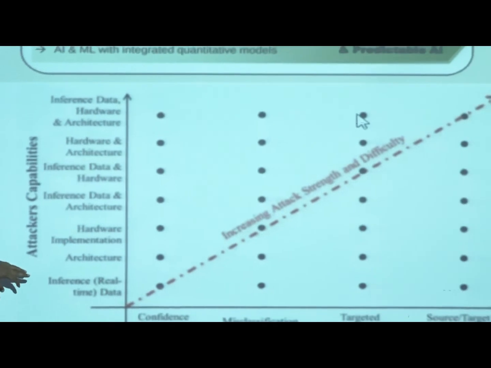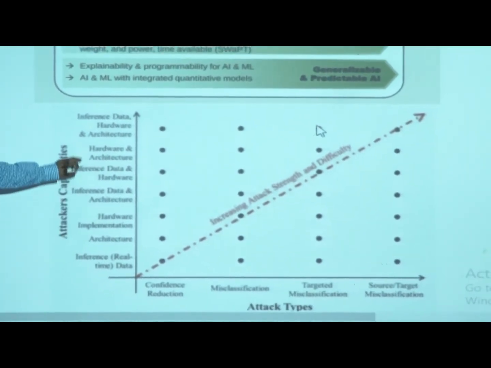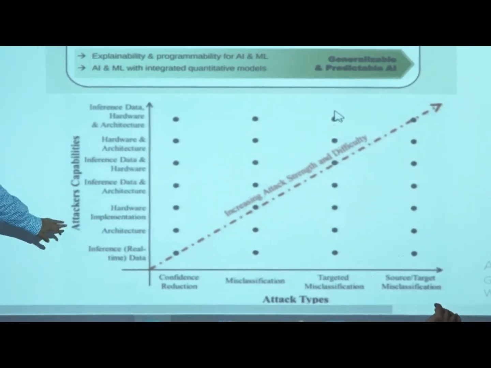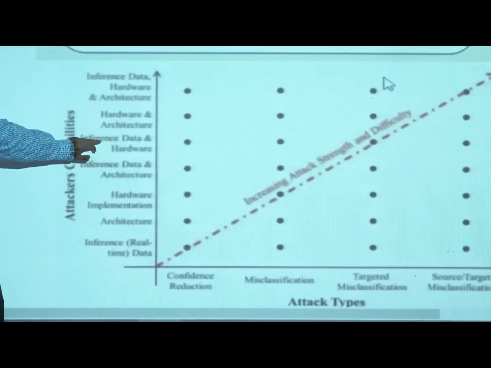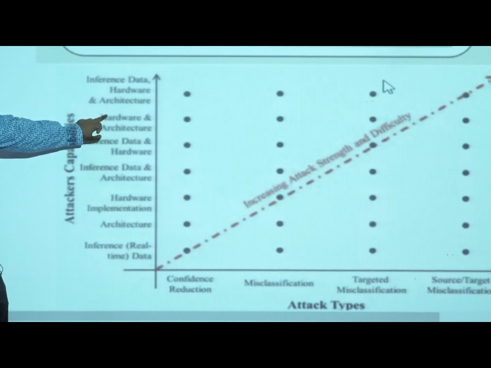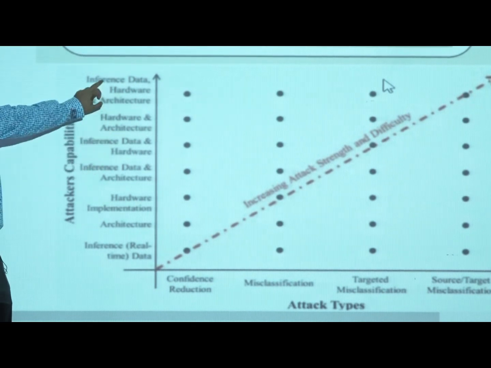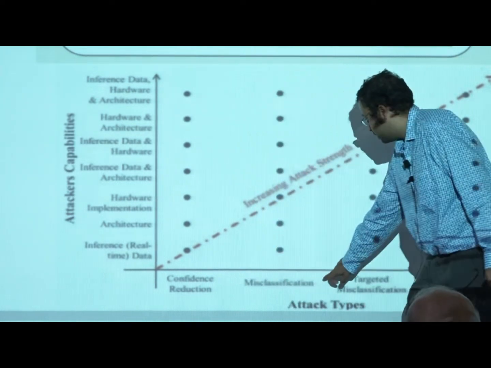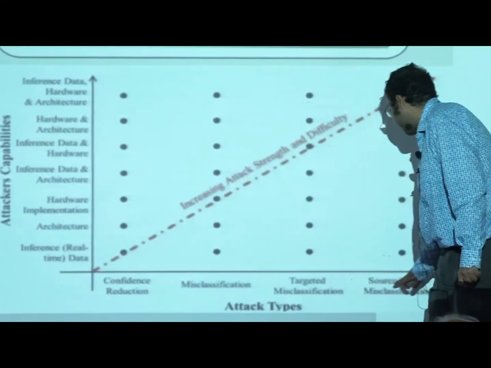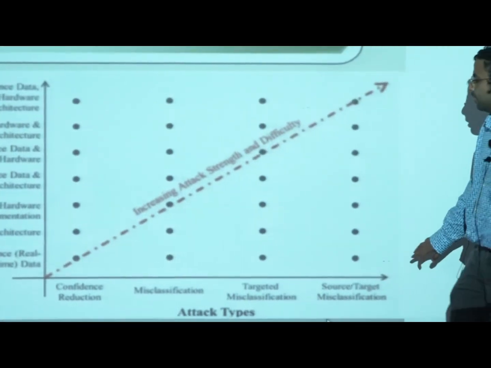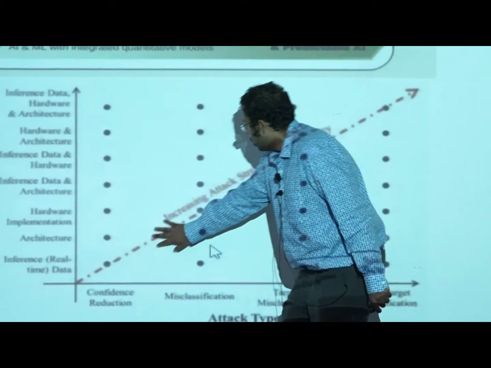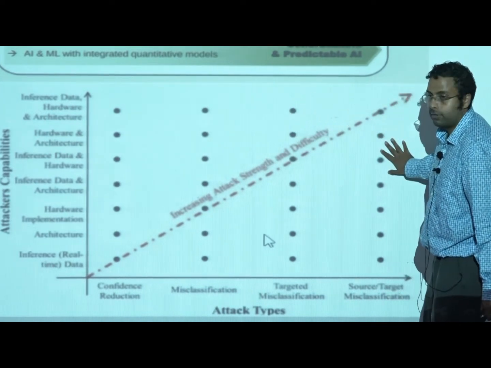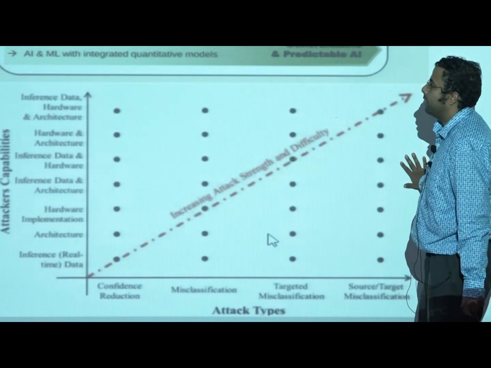What sort of information does the adversary have? That's what we are trying to model. Hardware, implementation, architecture, inference data and network architecture, neural network architecture, hardware plus architecture plus data. So these are possibilities. Target is confidence reduction, misclassification, targeted misclassification, source target misclassification. And in all of this, you see where is the attack strength, what is the hardest thing to solve, and you create a learning model for that.